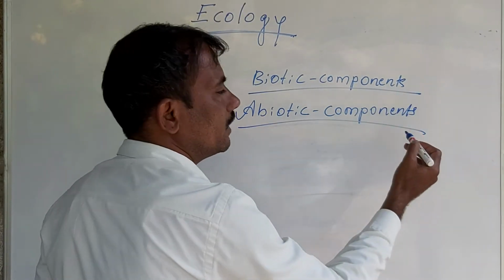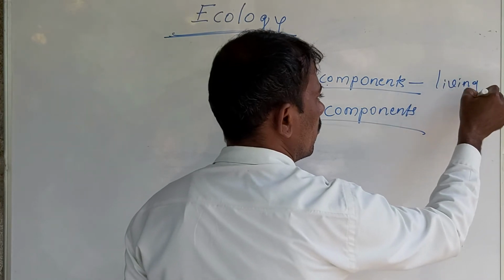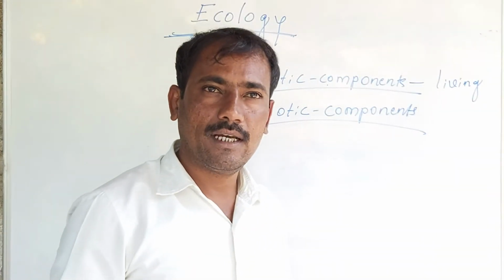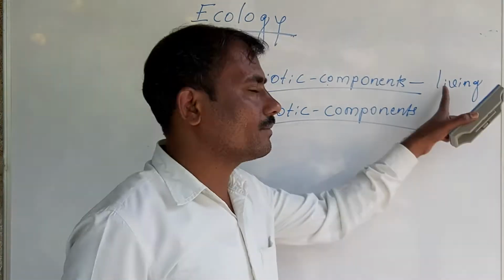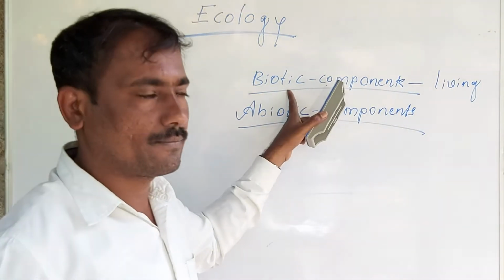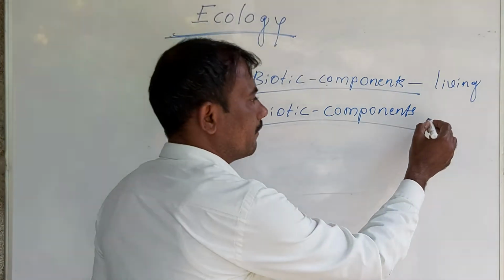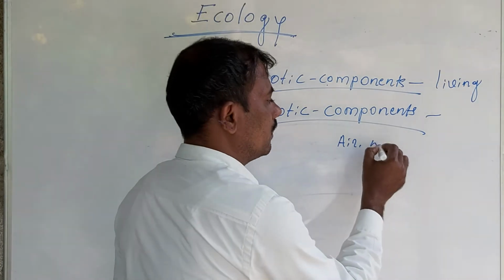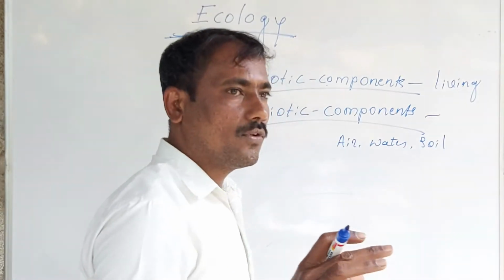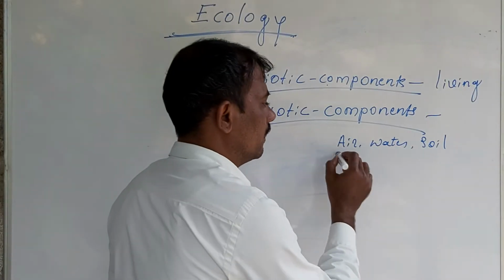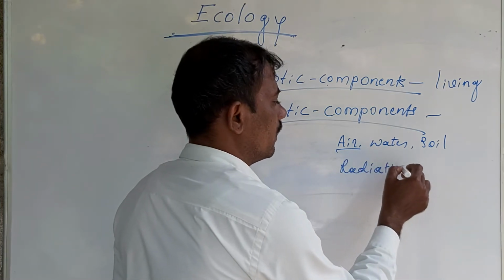Biotic components and abiotic components. Biotic components include all the living organisms, namely plants, animals, microscopic organisms. Almost each and every living organism comes under biotic components. Then abiotic components include non-living things, namely the air, the water, and the soil, and the forces of nature, like the solar radiation or the sunlight.